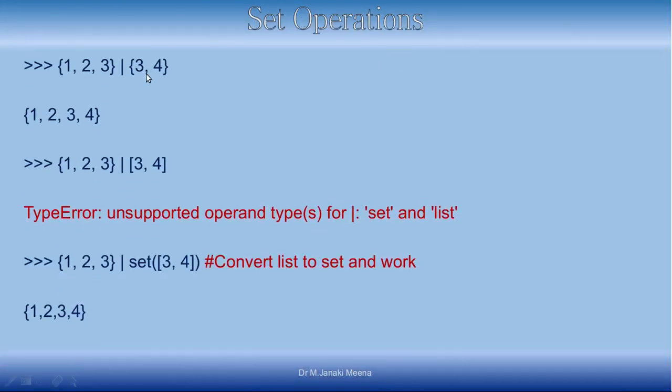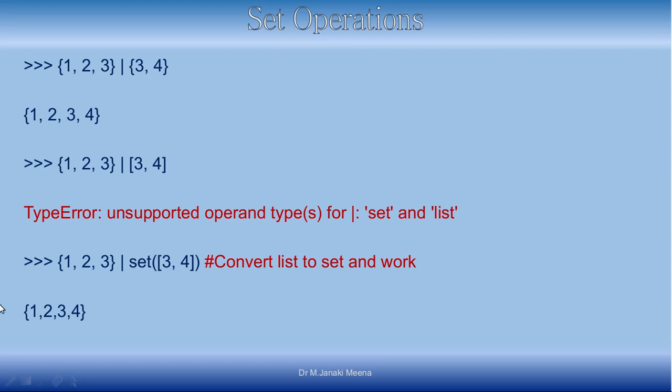And apart from operators like the pipeline symbol and ampersand, Python has also provided more functions. Why it is required, we will see. When you try to do a union between two sets, it works fine. See, I am taking the first set {1, 2, 3} union {3, 4}. When I do it, I will get a set of elements 1, 2, 3, 4.